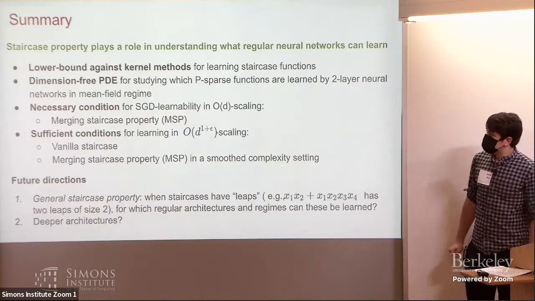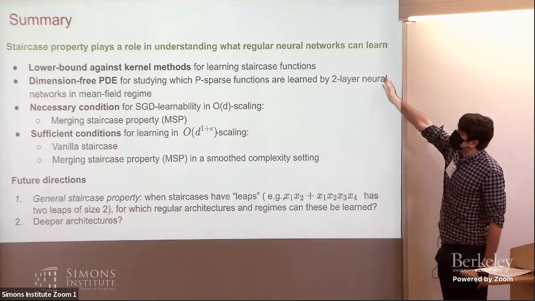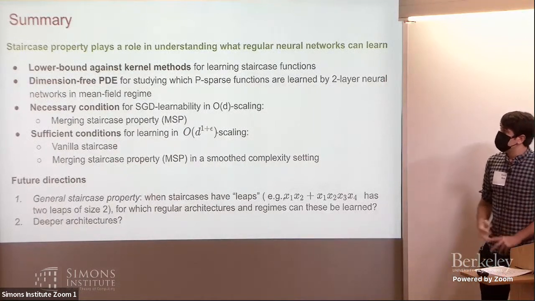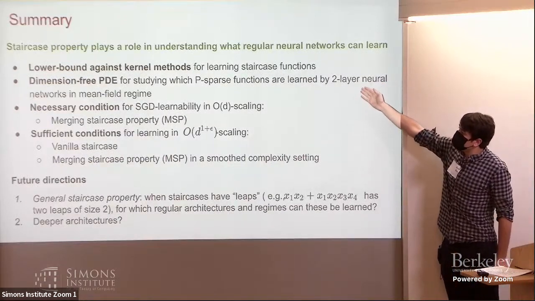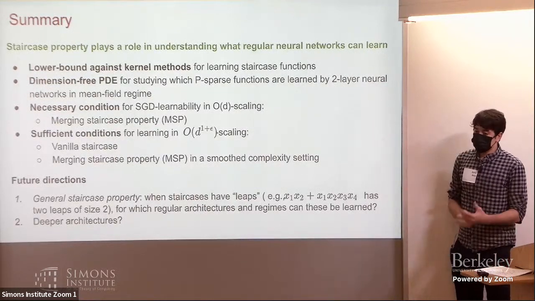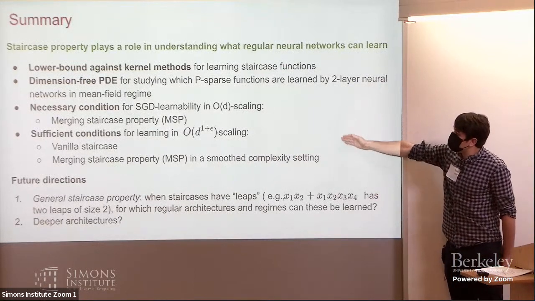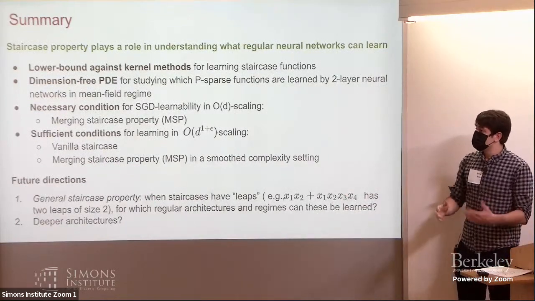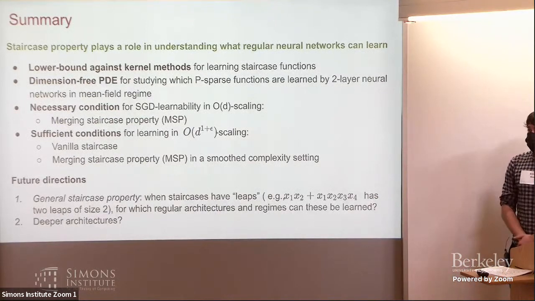To summarize, we've explained that the staircase property plays some role in understanding what regular neural networks can learn. Emmanuel presented a lower bound against kernel methods. Theo presented this dimension-free PDE, which allows one to simulate and determine whether a function will be learned or not. And now I've quickly presented a converse to the necessary condition that he presented. So that's our talk. Thank you.